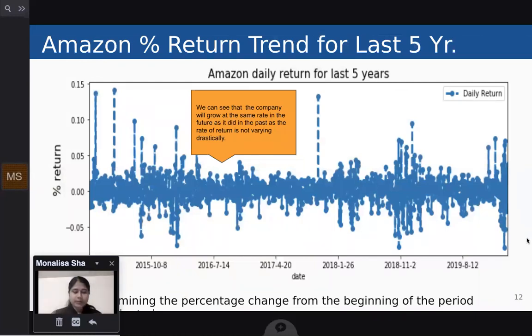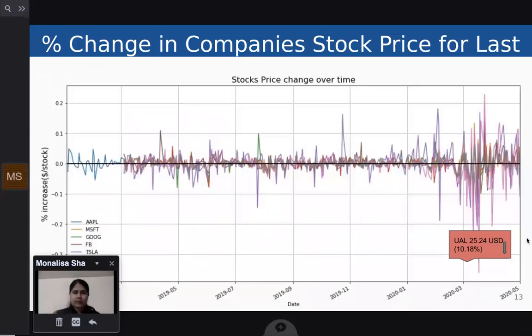Here we have plotted the percentage return for Amazon to determine the percentage change from the beginning of the period until today. Here we can see the percentage decrease for United States Airlines stock was highest in February 2020 because of the current COVID-19 situation. The Nasdaq, where most of these new companies are listed, lost more than 80% of its value from its peak.